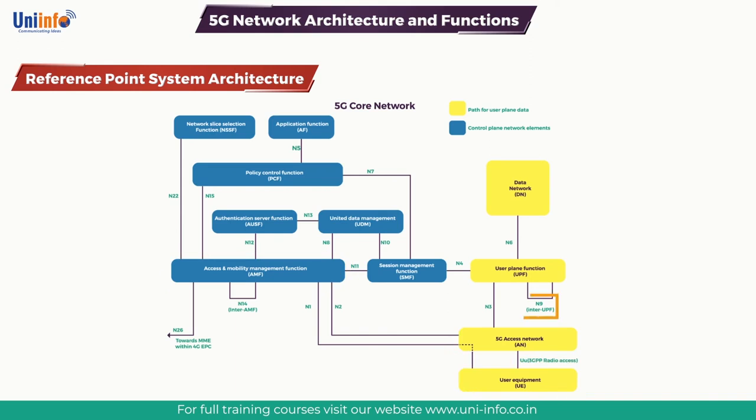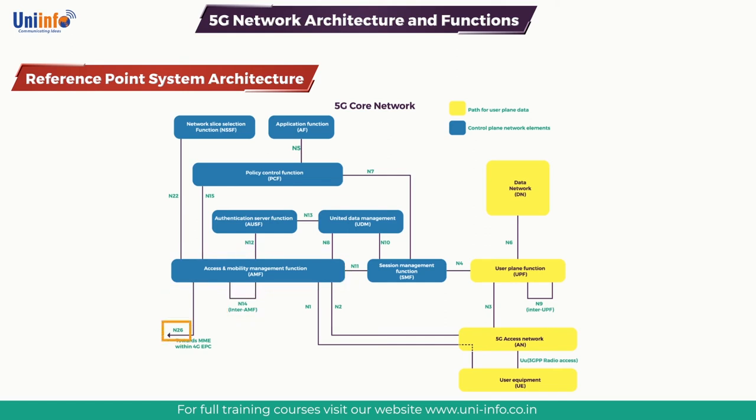The N9 reference point is used to interconnect user plane functions. A first UPF can be deployed to provide connectivity to the 5G access network, while a second UPF can be deployed to provide connectivity to the external data network. The N9 reference point defines the connection between the two UPFs. Similarly, the N14 reference point defines the connection between two AMFs.